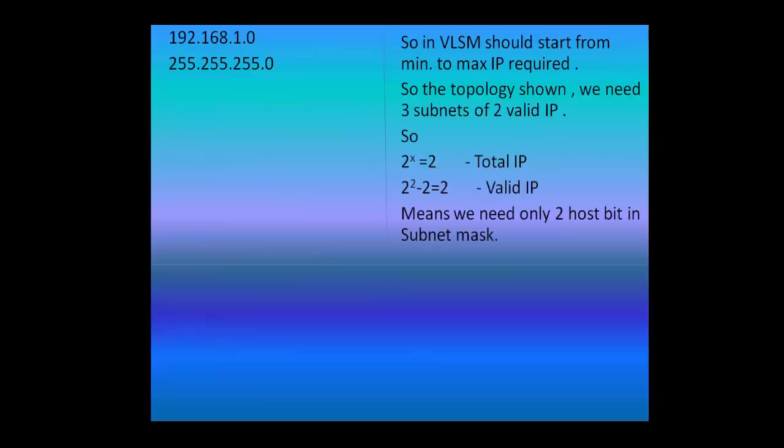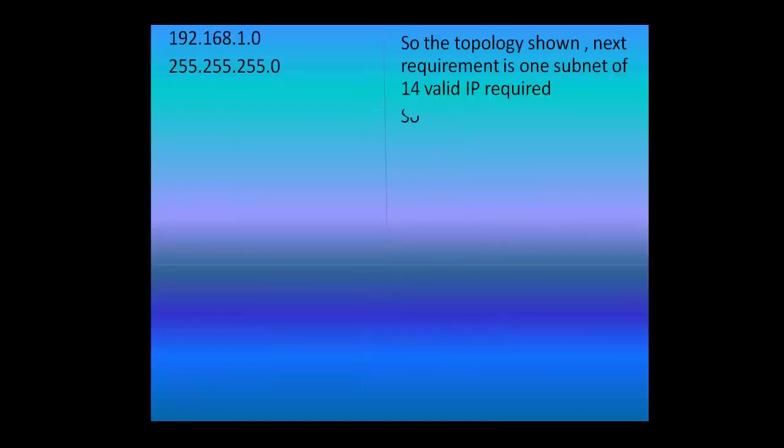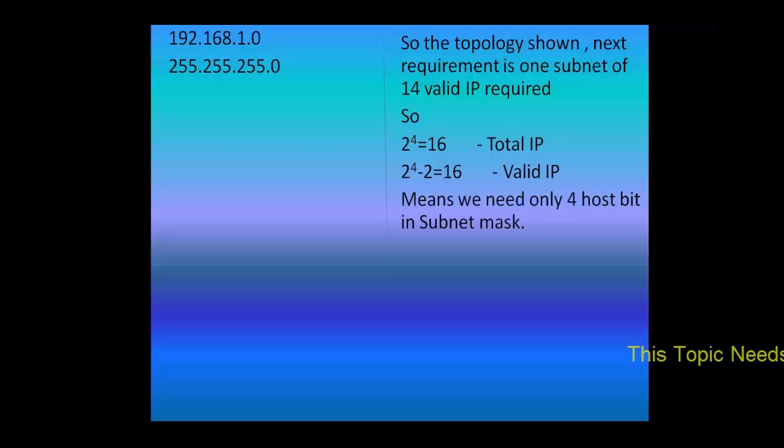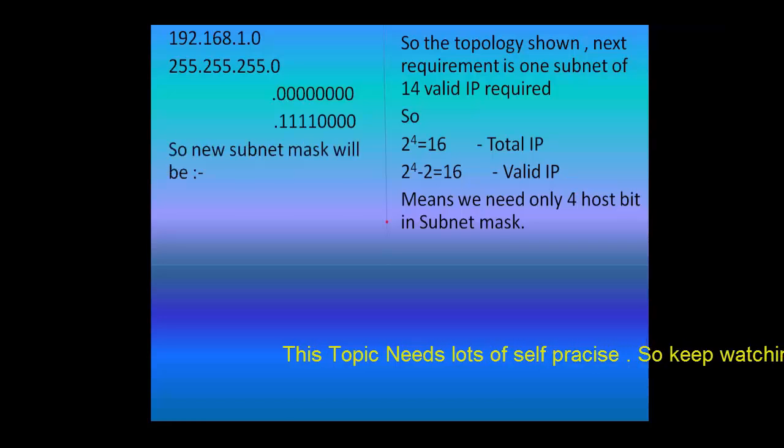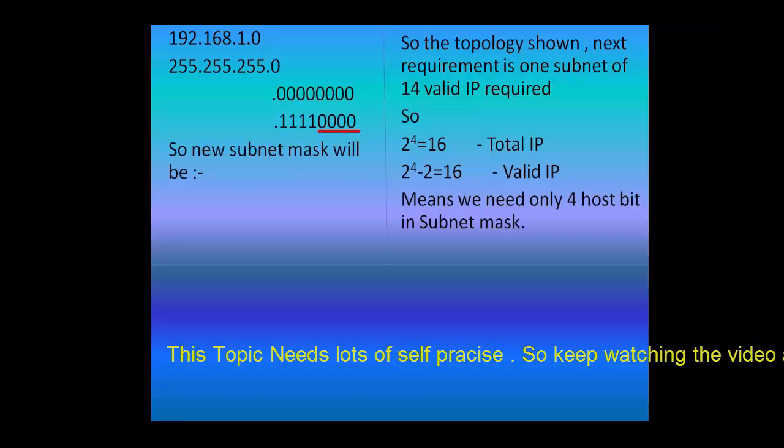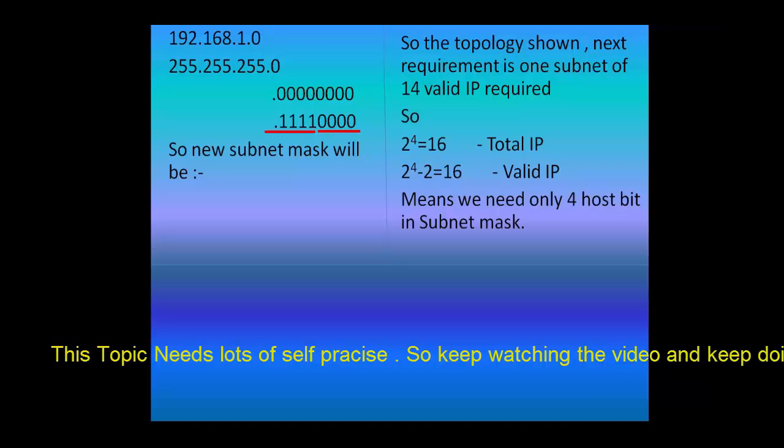Okay, so the next requirement is 14 IPs. It is going very lengthy, I think. So 2 requirements have been done. Next, 14 valid IPs are required. 2 raised to power 4 means we require only 4 host bits. Just opposite to subnetting, I keep 4 host bits with me and give another 4 bits to the network.